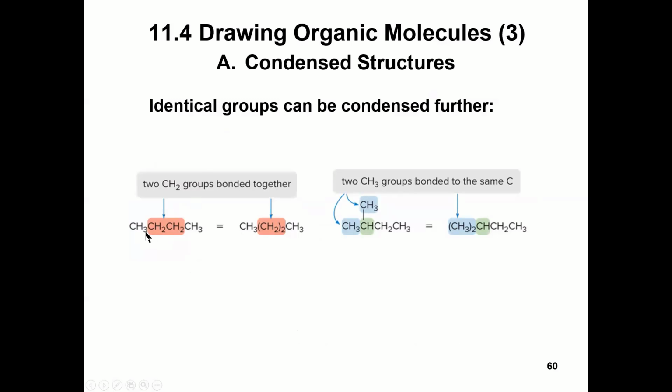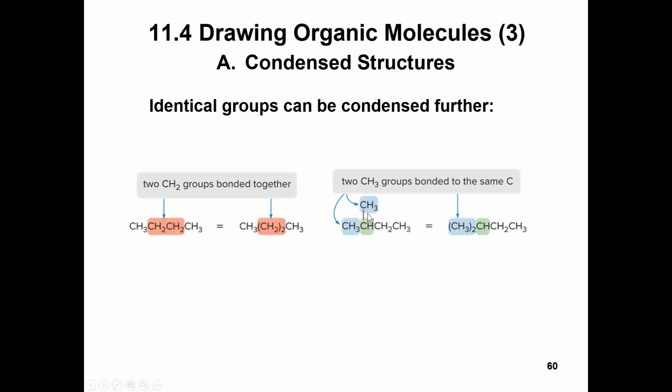So for example, in butane, you have 2 of these identical CH2 groups that are bonded together down the chain. So what you can do is put parentheses around a CH2 group and then put a subscript 2. And that means that you have 2 consecutive CH2 groups bonded together. Okay, you can use the same kind of strategy in this branched chain compound.